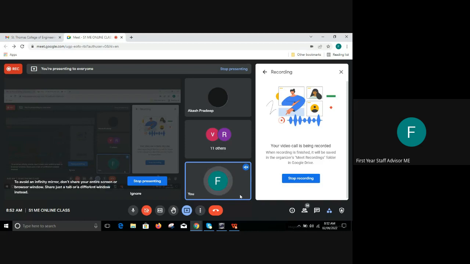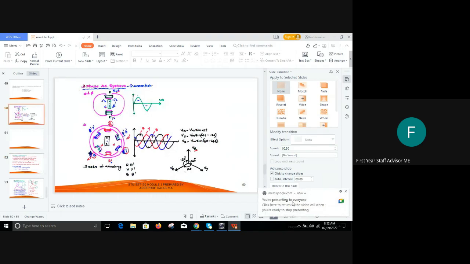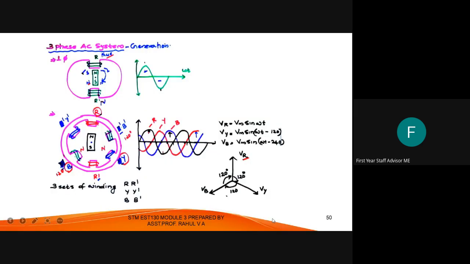So we will start today's class. It's a new topic, that is three phase AC system. Till now we were discussing single phase, and we have done a lot of analysis of pure resistive circuit, pure inductive circuit, pure capacitive circuit. Also we have seen how to represent an AC quantity using a phasor. The same thing is applicable for three phase also.